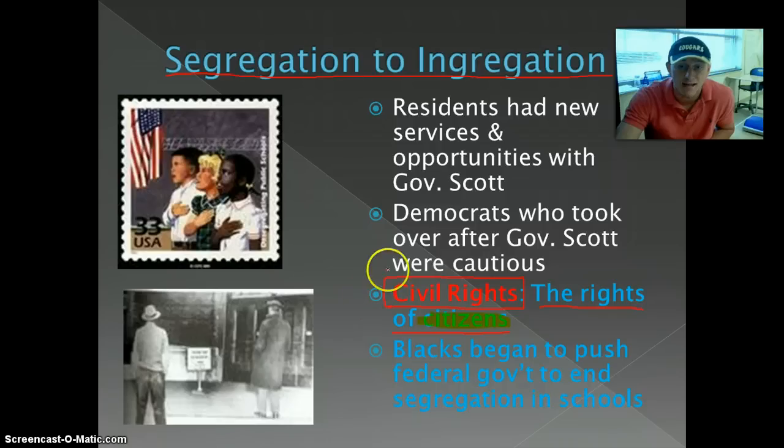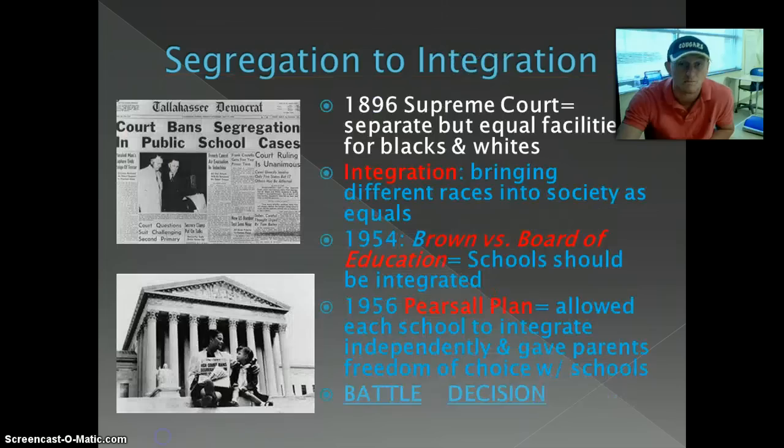Blacks began to push the federal government to stop segregation in all schools, private schools, public schools, so there's no longer segregation. That's what they were pushing for. Integration, another word you need to know. Integration is bringing different races into society as equals. Keyword being equals. So how are we going to do this? How are we going to bring everybody into society as equals?